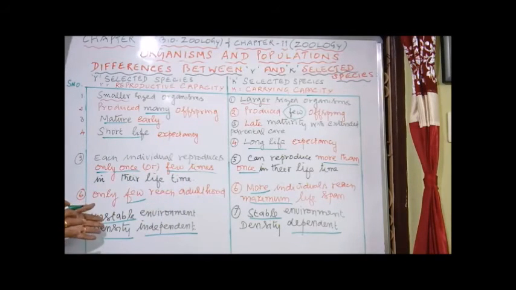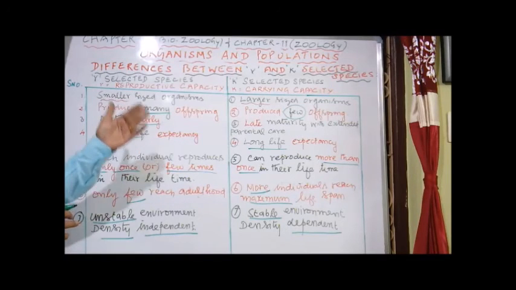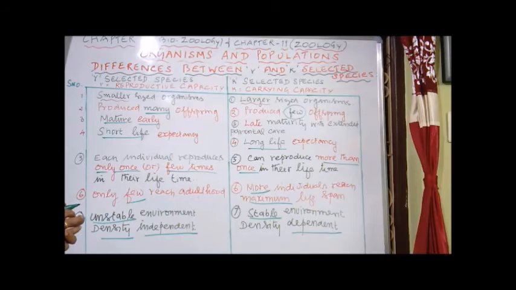So r selected species live in unstable environments, and K selected species live in stable environments. These are some of the differences between reproductive capacity selected species and carrying capacity selected species. r for reproductive capacity and K for carrying capacity. That's all about the differences between r and K selected species. Let's pass on to population regulation, the next topic.